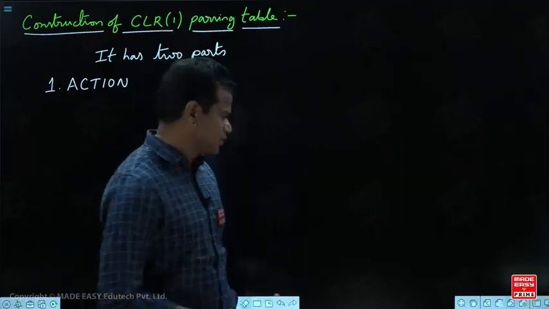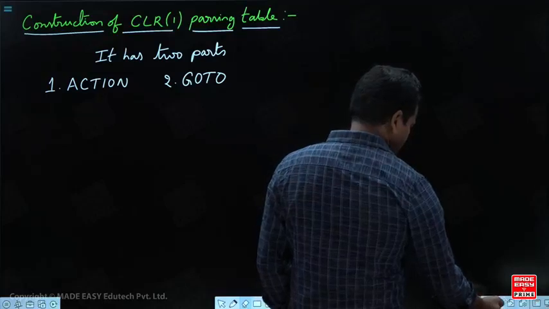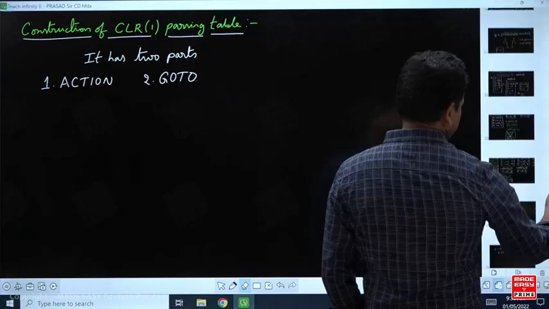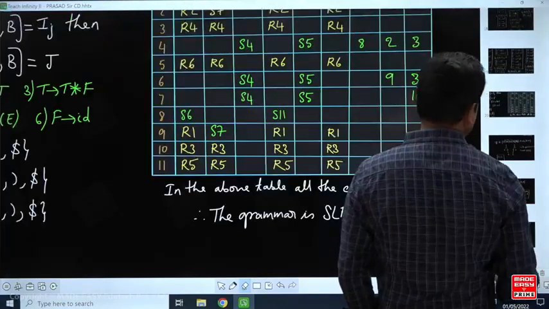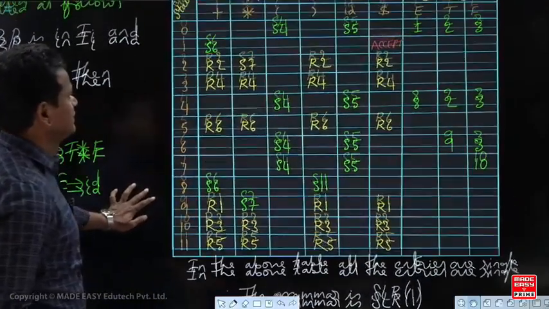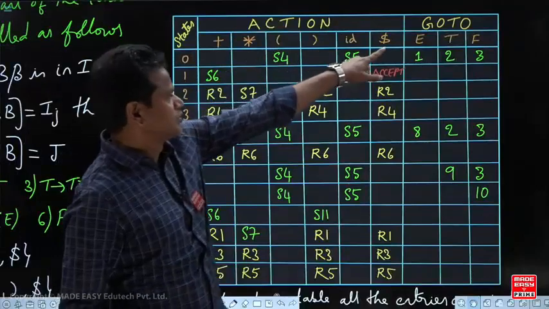Action part will contain all the terminals, and go to part will contain all the non-terminals. Do you remember this one? This is SLR(1). This is the SLR(1) table, with the action part and go to part.